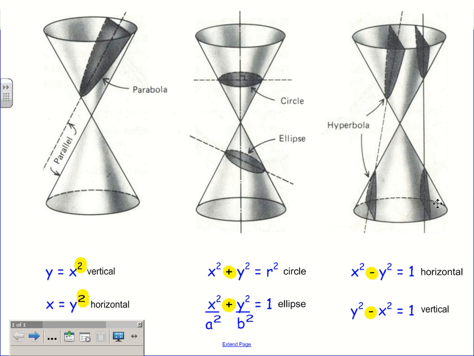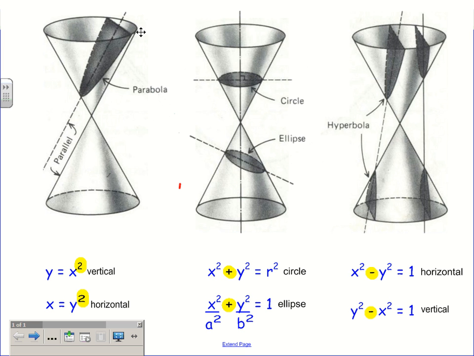Now, what conics means is we have a cone on top of a cone. So let's look at this example right here. And what we're doing is slicing these things different ways. Looking at this cone, notice we have over here parabolas, then circles, ellipses, and hyperbolas.